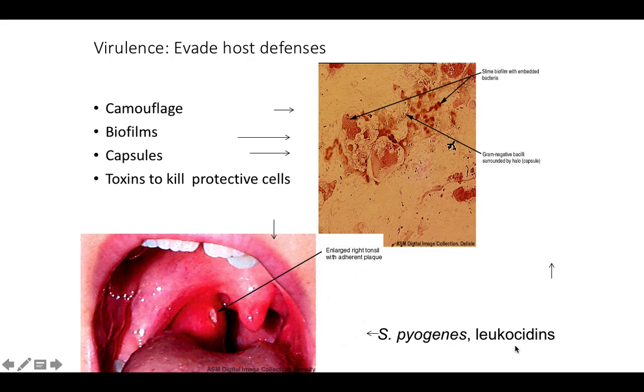So you guys remember leukocidins are toxins that pyogenic bacteria can produce to kill the white blood cells that arrive. Remember, a pyogen is something that makes pus, and we usually associate pyogenic bacteria with production of leukocidins. Pyrogenic means they're going to trigger fever, okay?